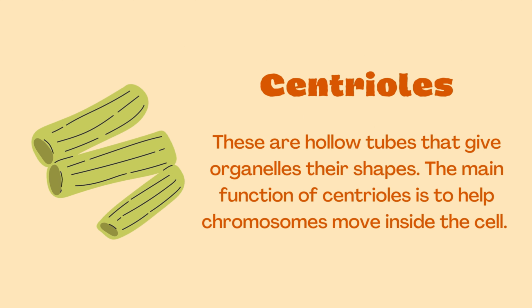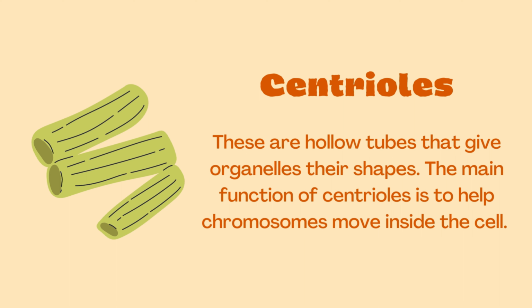Now let's talk about the centrioles. They are hollow tubes that give organelles their shapes. The main function of centrioles is to help chromosomes move inside the cell. So mainly these centrioles are hollow tubes that give organelles their shape. Organelles, not the cells, but the organelle shape is determined by the centrioles. And they help in the movement of chromosomes.